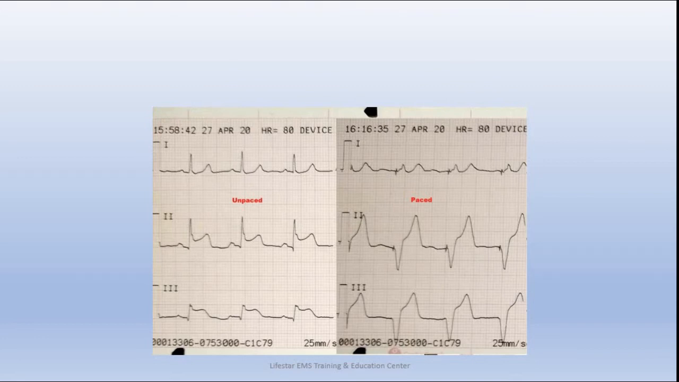So let's take a really good close look, because this is where it's really cool. On the left there, you have unpaced leads 1, 2, and 3, and it's very clear inferior STEMI going on. And then 18 minutes later, when the pacer's in and firing, you can see that all of that STEMI is completely covered up by the pacing. Very cool to see the before and after there.